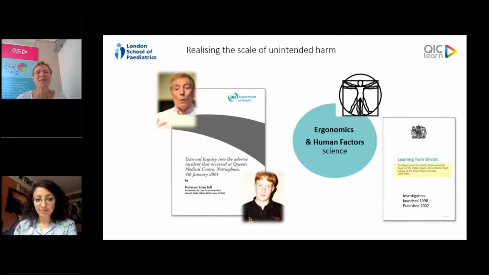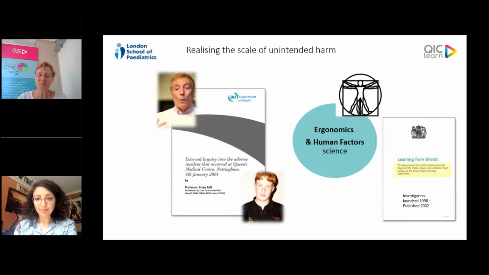But the reason I've put this slide here and the reason it's so significant is because this was the first time that someone with a human factors and ergonomics background was really brought into a mainstream incident to look at what had gone wrong. And that was Brian Toft, shown here on the left. And it was Liam Donaldson who brought these people in, who said, we need to look at this differently. We need to learn in a different way. So that was our first taste of it.